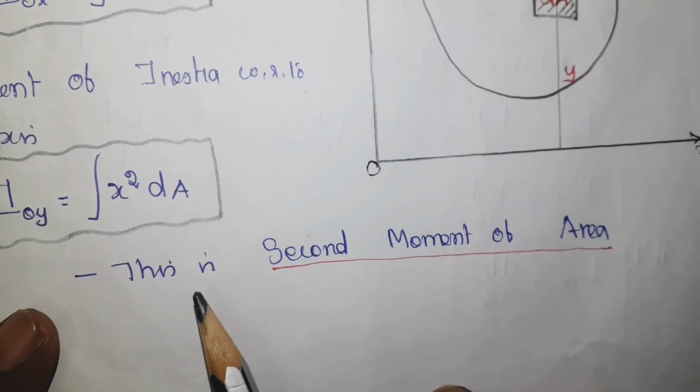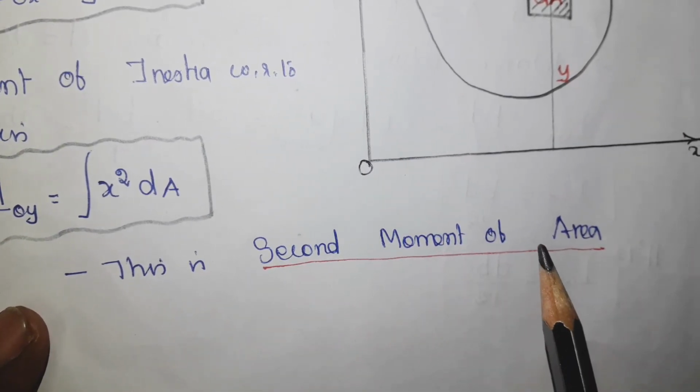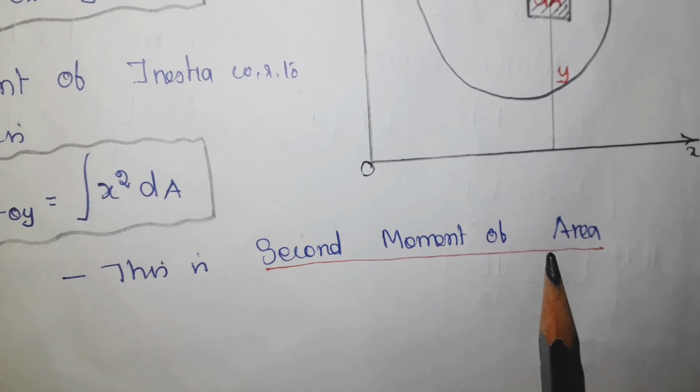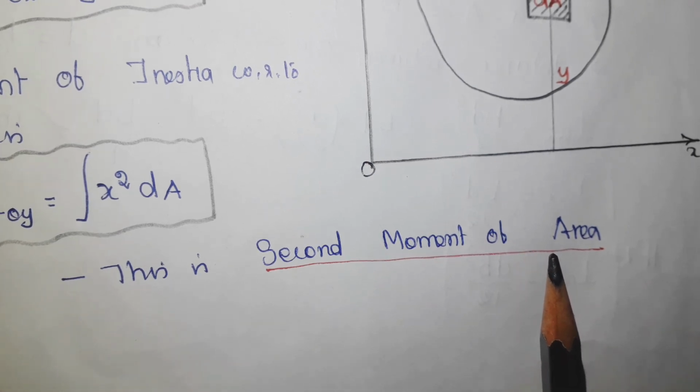And one more piece of information: this is the second moment of area. Already I told you that the first moment of area is used in the centroid, and the second moment of area is used in moment of inertia.